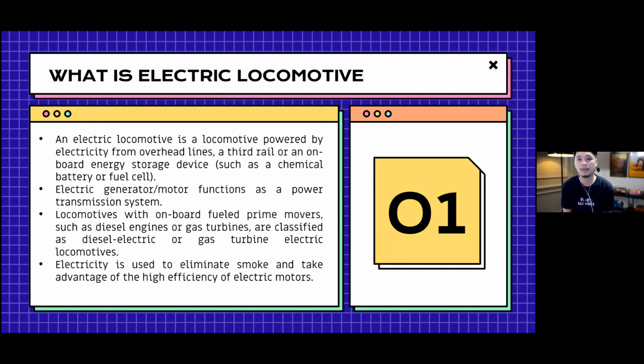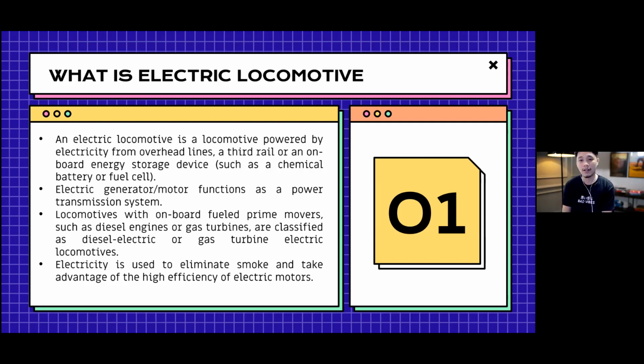So first, let us define what is electric locomotive. An electric locomotive is a locomotive powered by electricity from overhead lines, a third rail, or an onboard energy storage device. So basically, from the name itself, the electric locomotive uses electricity. This electricity is supplied through overhead cables which carry alternating current, also known as AC. These cables are connected to power stations that produce the required electricity to move a train or to run a train.